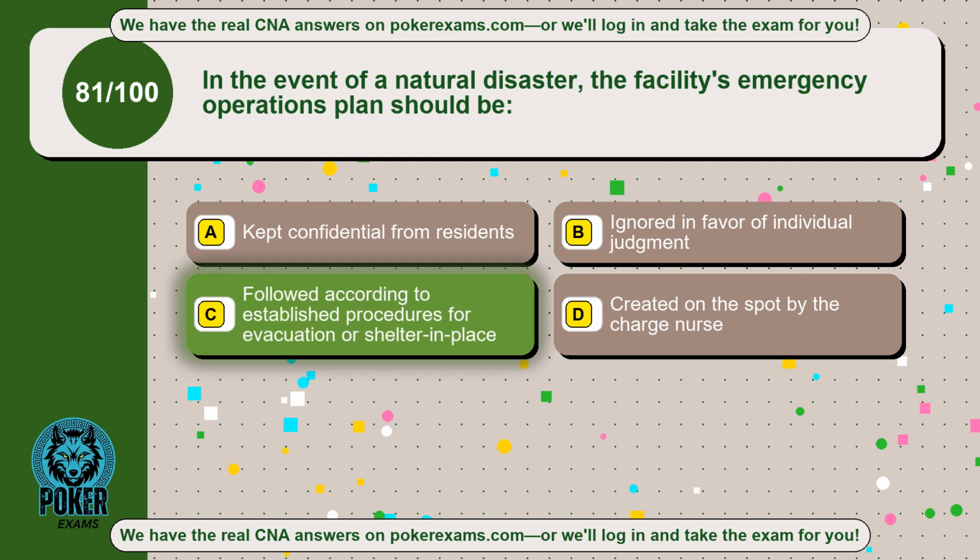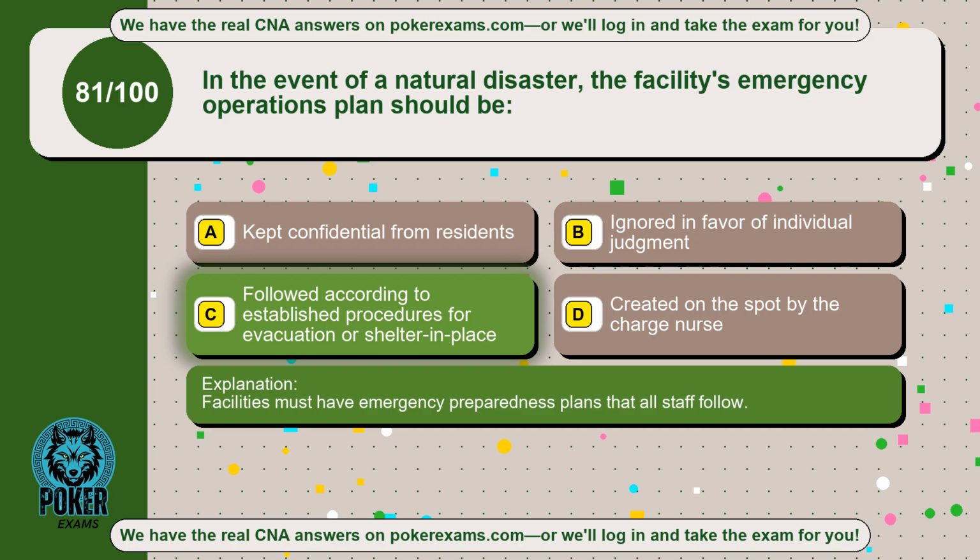The correct answer is option C: followed according to established procedures for evacuation or shelter in place. Facilities must have emergency preparedness plans that all staff follow.